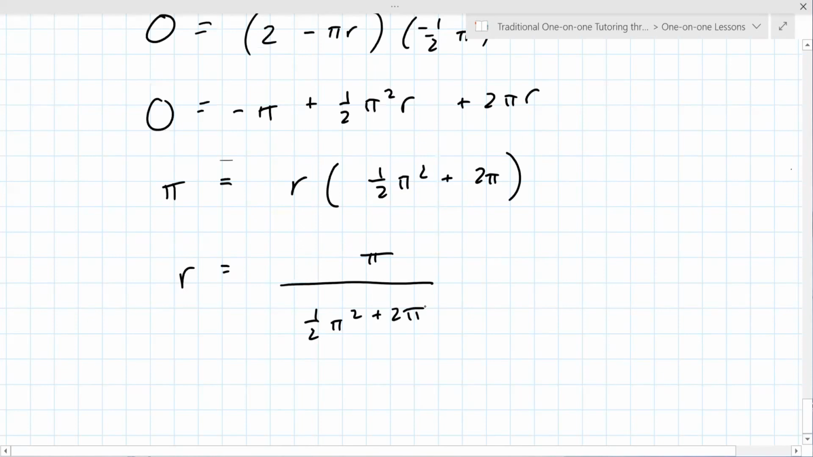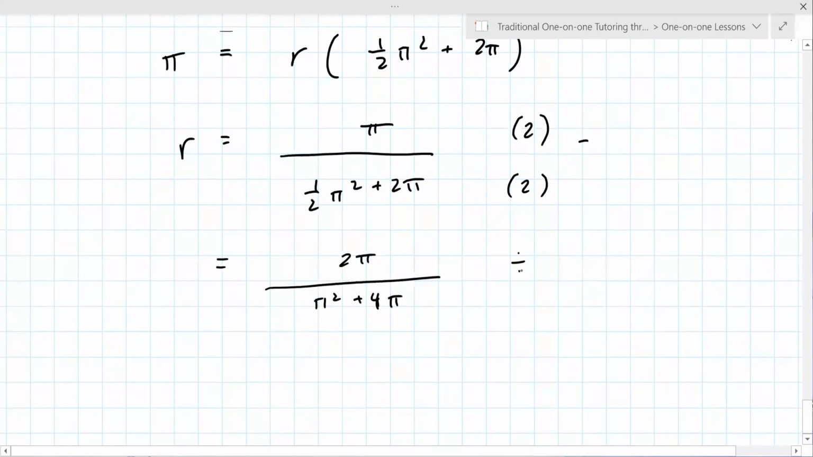Now a small cleanup here is to multiply the top and bottom by 2, because then you get rid of that fraction. So it equals 2 pi over pi squared plus 4 pi. But notice how they all have a pi in there. So you can divide everything by pi, and you get 2 over pi plus 4 for r.